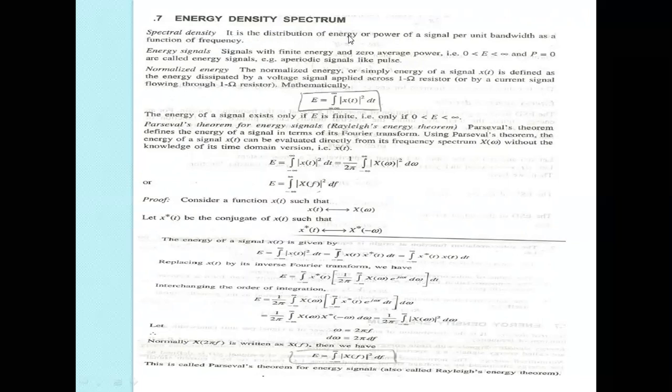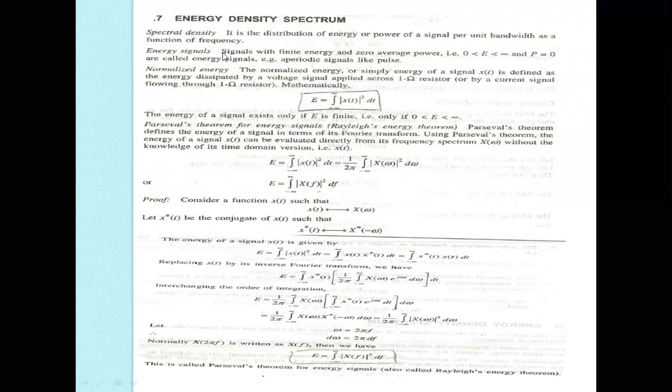Spectral density is a distribution of energy or power of a signal. It is a distribution of energy or power of a signal per unit bandwidth as a function of frequency, for energy signals and the normalized energy signals. See, we already know about the energy and power signals from the Fourier transformation classification. We already discussed that when energy is in between the range of 0 to infinity, the power is 0. When it is an energy signal, it is a signal with finite energy and zero average power.